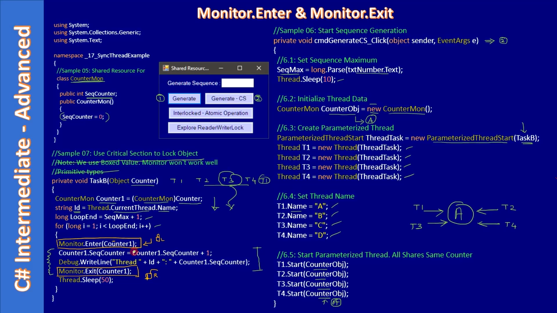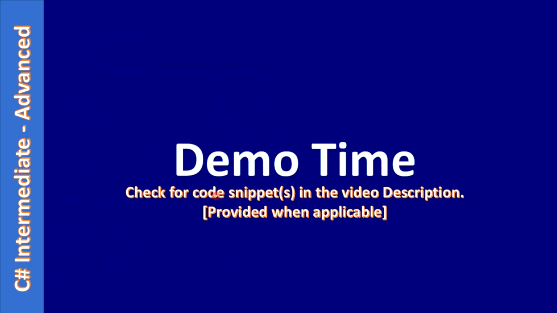Thereby only one thread can use the shared instance counter object. So the counter object is in the calling context. Inside the thread context, the object is counter 1, but both will point to the same instance in the heap. So this time when we run the exe, it will generate the correct sequence number. So we will experiment now. Let's go to the demo.